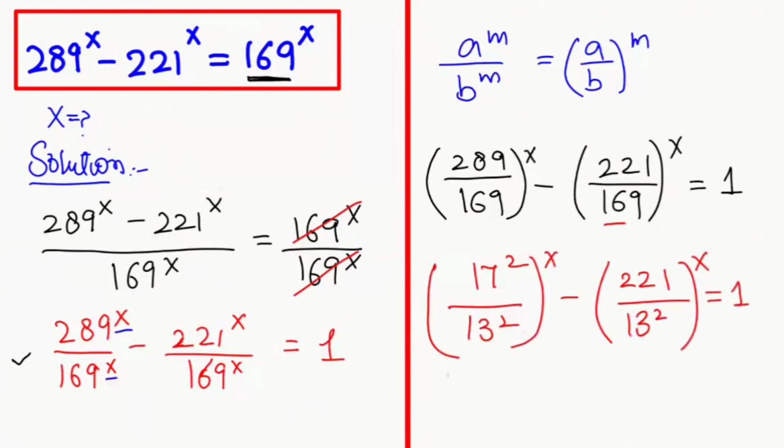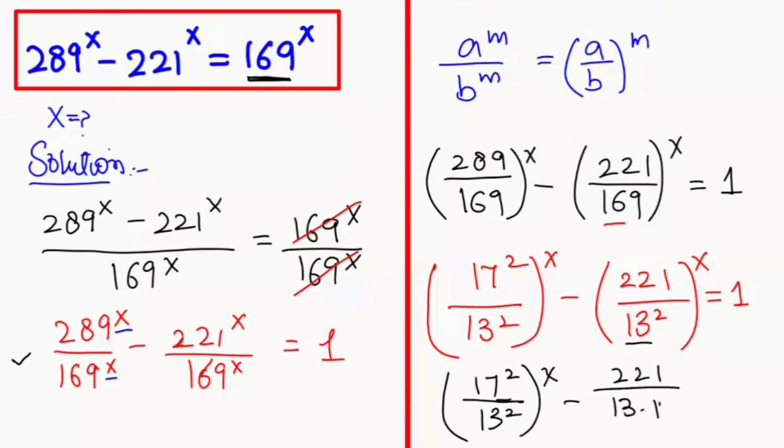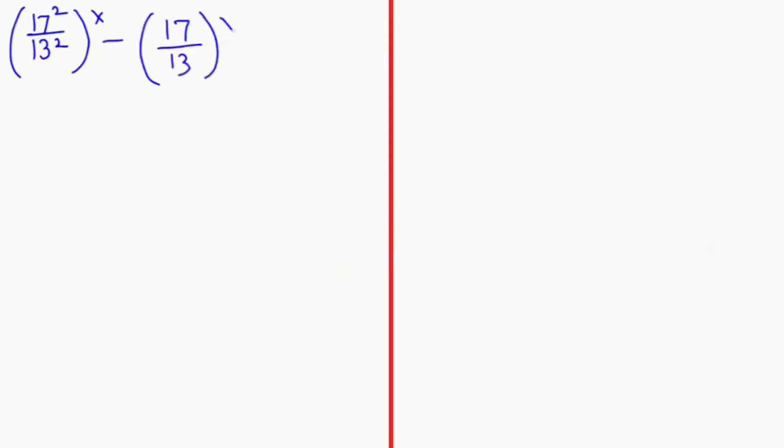Now here I will write this 13 in this form. 17 to the power of 2 over 13 to the power of 2 whole to the power of x, minus 221 over 13 times 13 whole to the power of x is equal to 1. Now I am going to cancel out this 13 by 221, so it will be cancelled out by 17. So the next expression we get is 17 to the power of 2 over 13 to the power of 2 and whole to the power of x, minus 17 over 13 whole to the power of x is equal to 1.